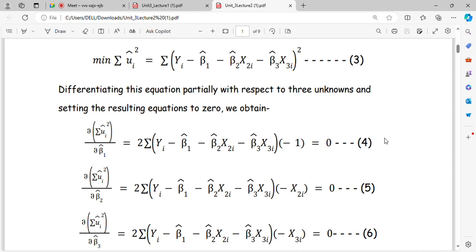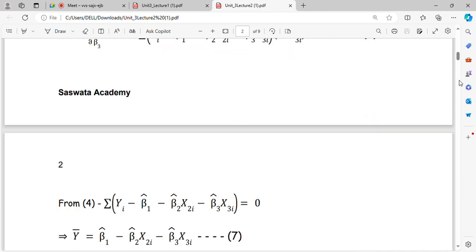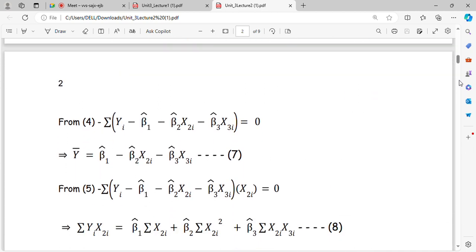That's why we have written, from equation 4, summation yi minus beta 1 hat minus beta 2 hat x2i minus beta 3 hat x3i equals 0. Now if we put summation in the bracket, that means summation yi minus beta 1 hat minus beta 2 hat summation x2i minus beta 3 hat x3i equals to 0. From where we are getting y bar equals to beta 1 hat minus beta 2 hat, here a bar will come. Yes, there is a small mistake here, it should be x2 bar, and minus beta 3 hat x3 bar.